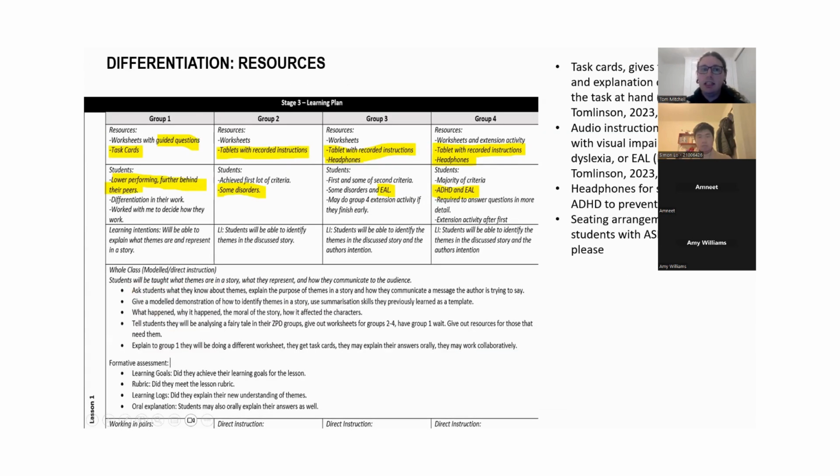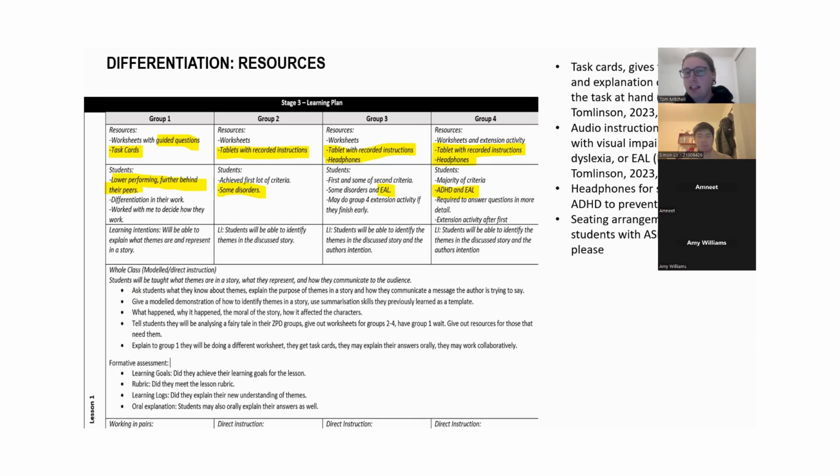In terms of differentiation in the resources, Group 1 will have worksheets that have guided questions. These will help them cut down on how much they write, but they will be filling in answers and making sure that they are still demonstrating their understanding of things. They will have task cards that will give them step-by-step explanations on how to do the task at hand. Groups 2, 3, and 4 all contain students that have visual or hearing impairment, are dyslexic, or EAL. To help this, they will be provided with tablets that will have recorded video to give them steps on what to do so that they have equal access and equity in their learning.